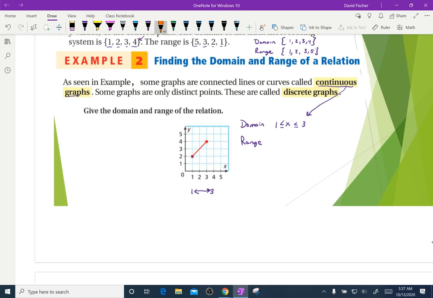Now our range starts right here. We usually start with the lowest number, which is a 2. We put a y in the middle here because we're talking about everything on the y-axis. So y is greater than or equal to 2, and it goes up to 4. So we're going to put 4 over here and say y is less than or equal to 4. So it's really all numbers between 2 and 4. That's how you record a continuous graph.